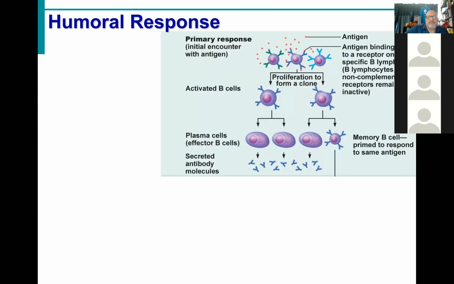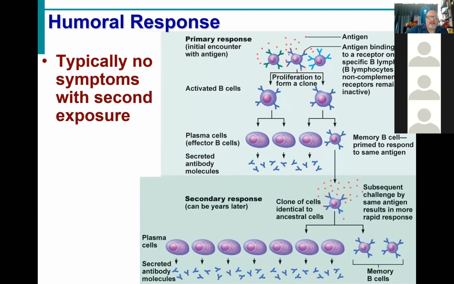And again, here we see it visually. Notice we have all the different types of B cells. The one that is able to bind to the antigen is the one that undergoes the division. Most of the cells become plasma cells, producing a large amount of antibodies, providing us with the protection. But there's that memory cell. And if that memory cell comes in contact with that pathogen a second time, we get a massive response, massive number of cells, massive amount of antibodies, massive amount of aggression, where typically there are no symptoms with a second exposure.